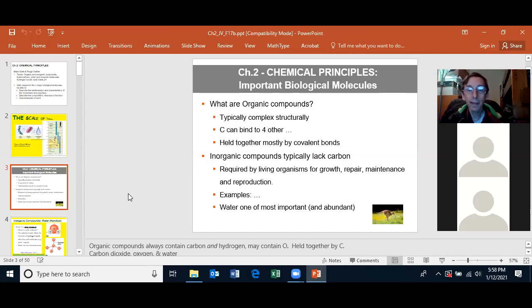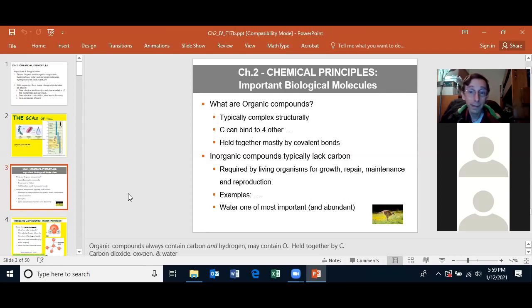Typically, organic compounds are complex molecules. They're usually more complex than an inorganic compound. We'll take a look at some in a minute. They have carbon as the central molecule. And carbon is important because it can bind to 4 other atoms. They're held together mostly by covalent bonds, usually from the carbon being bonded to other carbons, holding the molecule together.